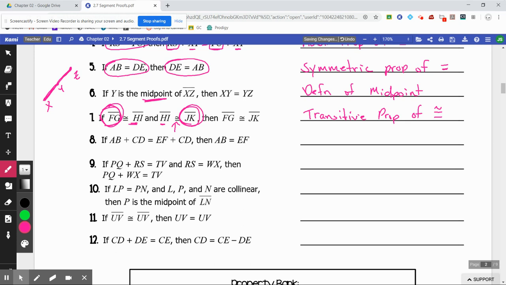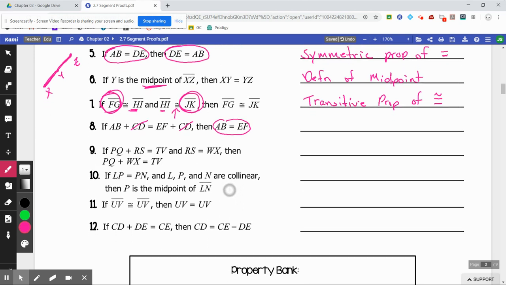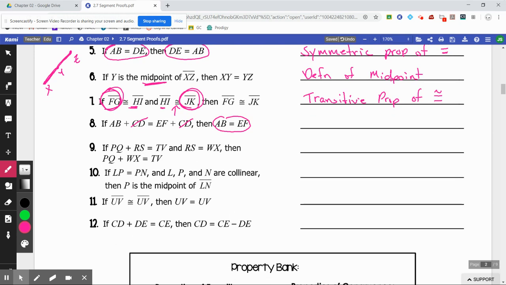If AB plus CD is equal to EF plus CD, now what do we do there? To obtain AB is equal to EF, we took this away from both sides. What do we mean by taking away? Well, the only way that you can get rid of plus CD would be to subtract CD from both sides. So that would be the subtraction property of equality, since we're talking about equal signs.